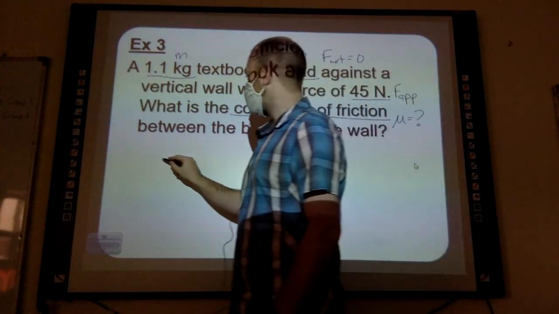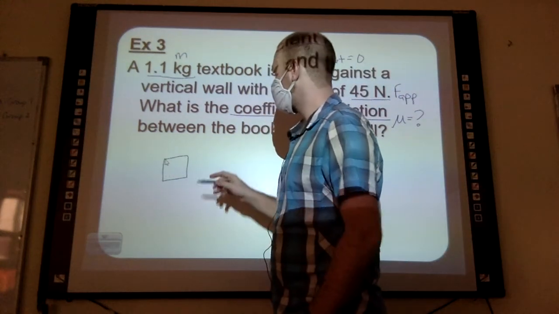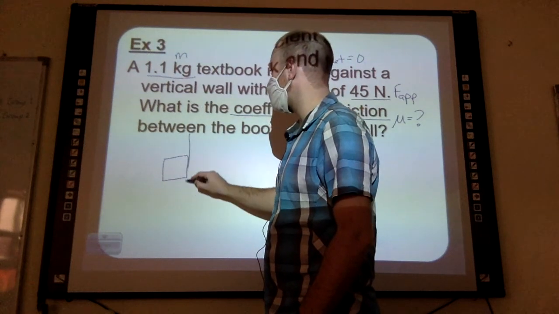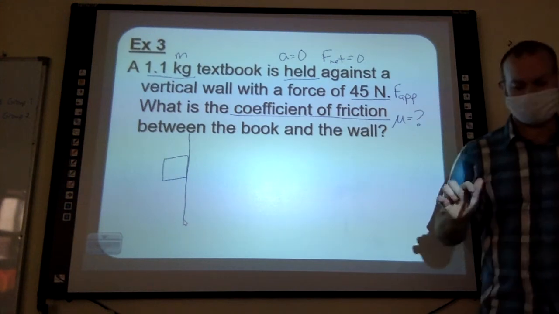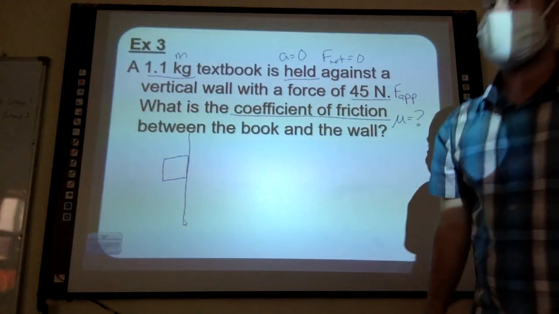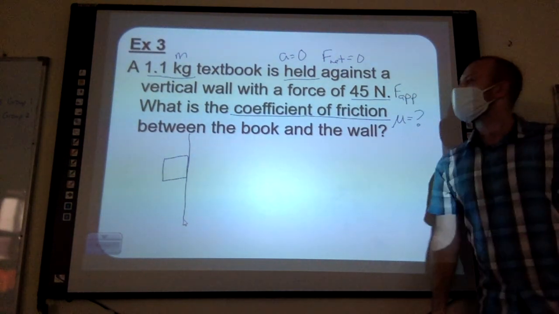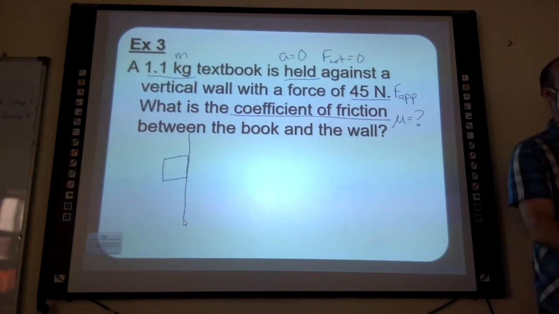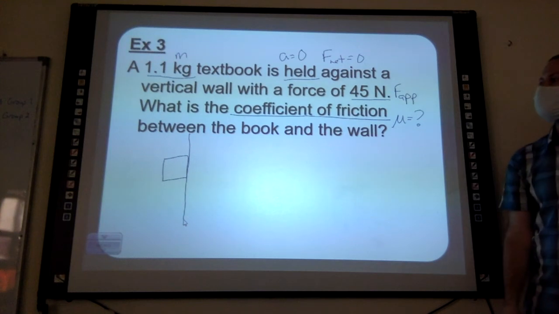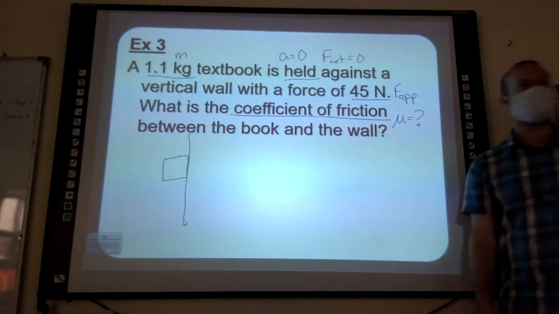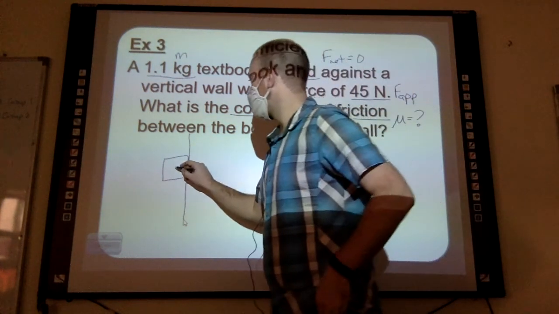Next thing, free body diagram. So I'm going to draw the wall here. Typically you don't, but I just draw the wall for reference so you can see what's going on. What are the forces that are acting on this object? Let's start with an easy one. Where is the force of gravity? Down.